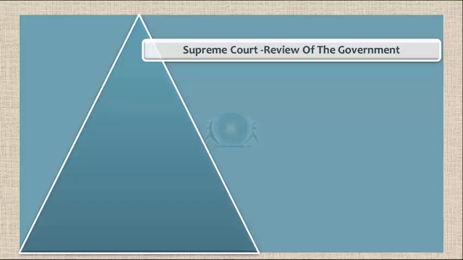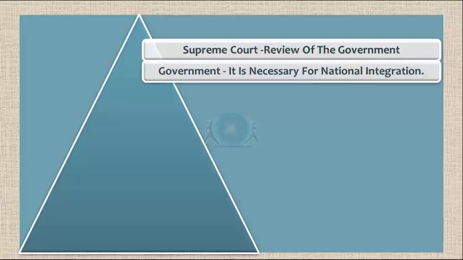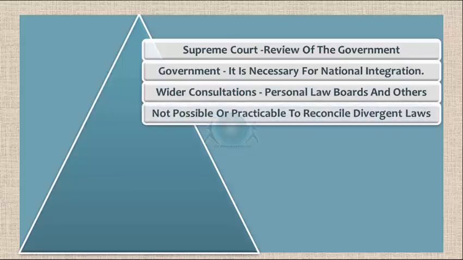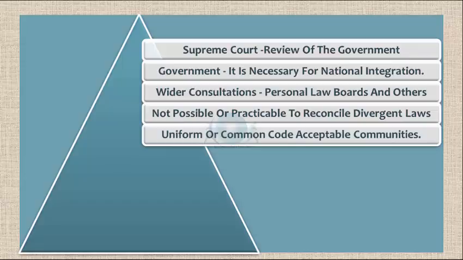The Supreme Court of India recently sought the review of the government on implementing the Uniform Civil Code. The government has said it is necessary for national integration, but any decision to execute it can be taken only after wider consultations with various personal law boards and other stakeholders. It is also being said that it is not possible or practicable to reconcile divergent laws and formulate a uniform or common code acceptable to all the communities.